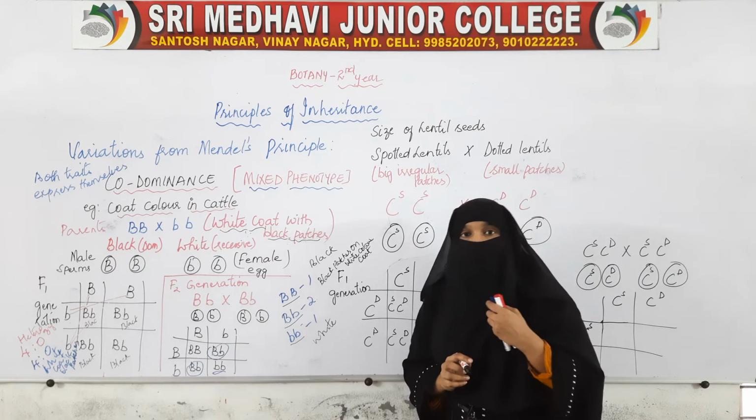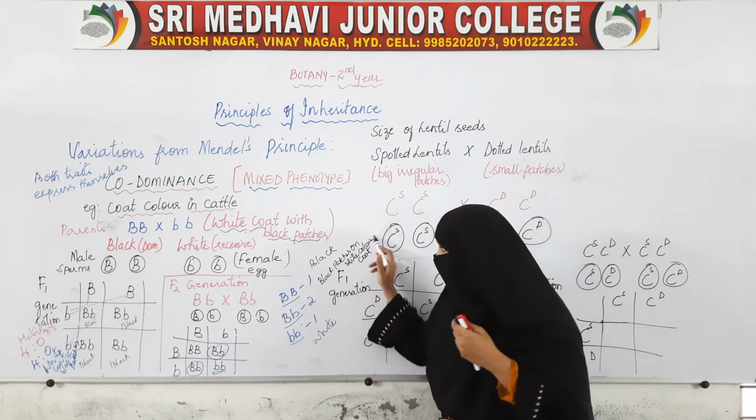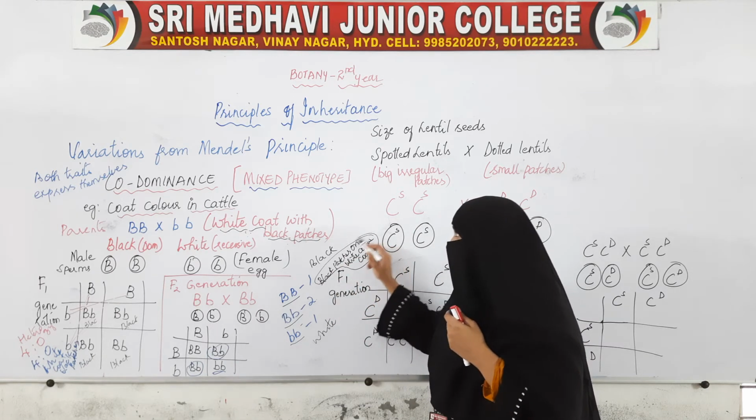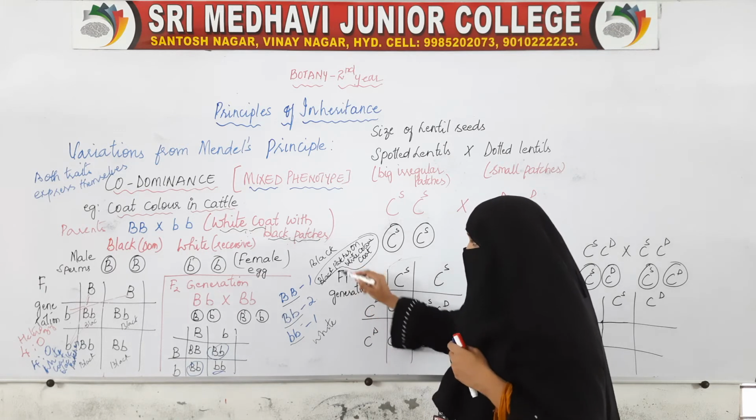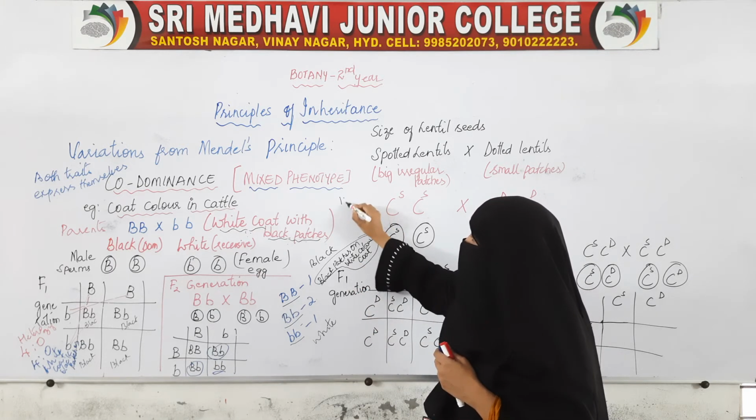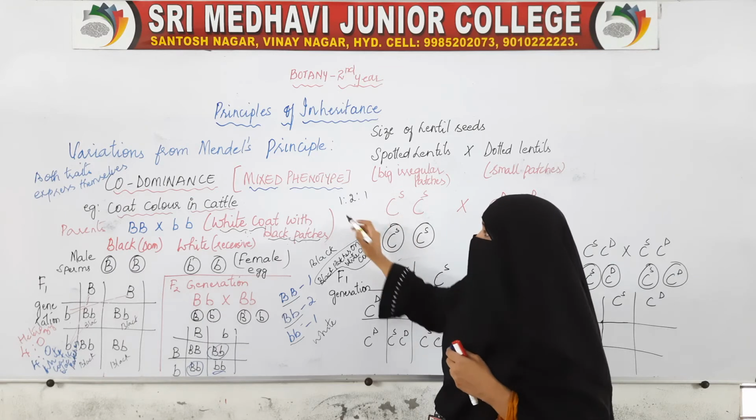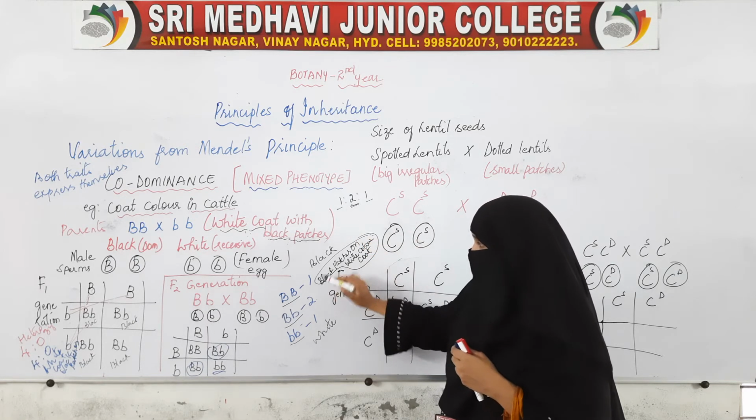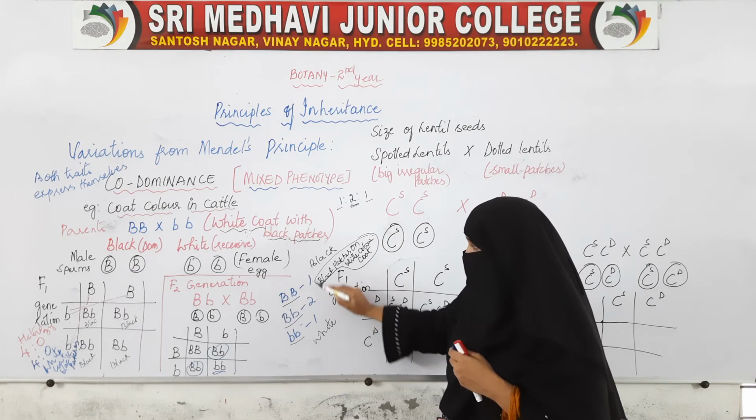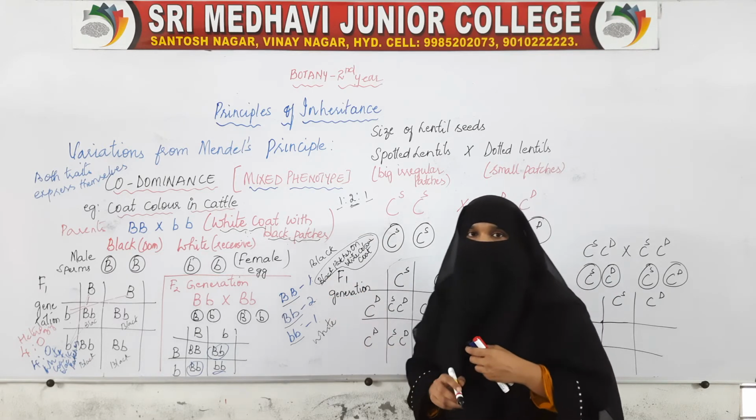Black patches on white color coat. So what we get is a mixed phenotype. According to phenotype, we get the ratio 1:2:1: 1 black, 1 white, and 2 are the mixed one.